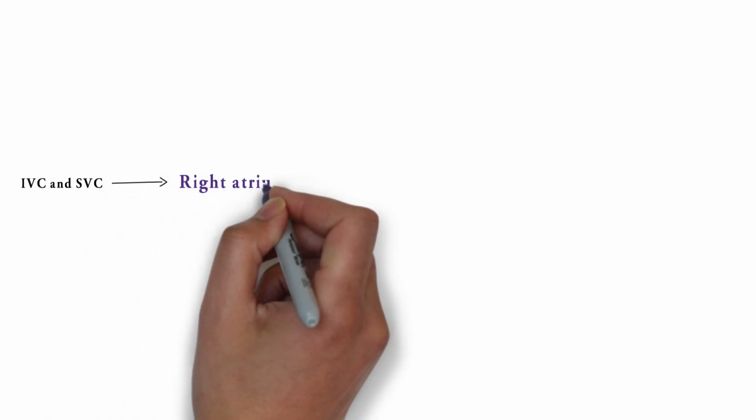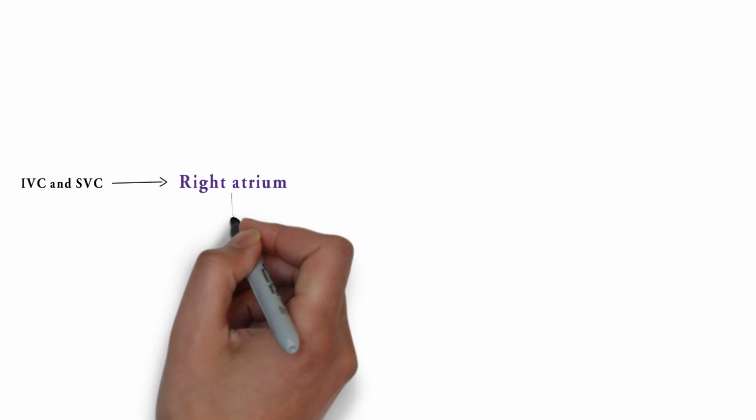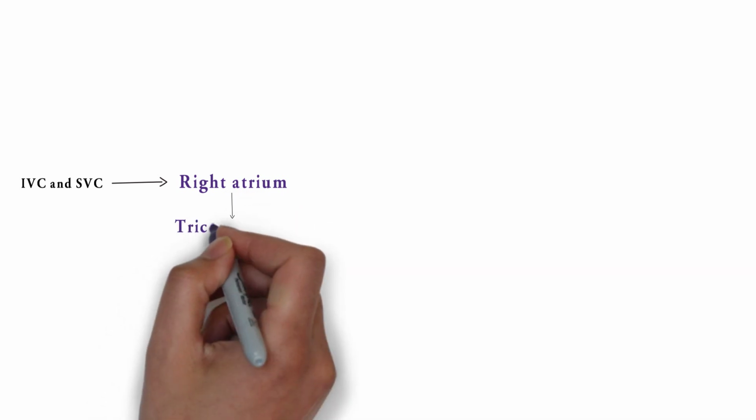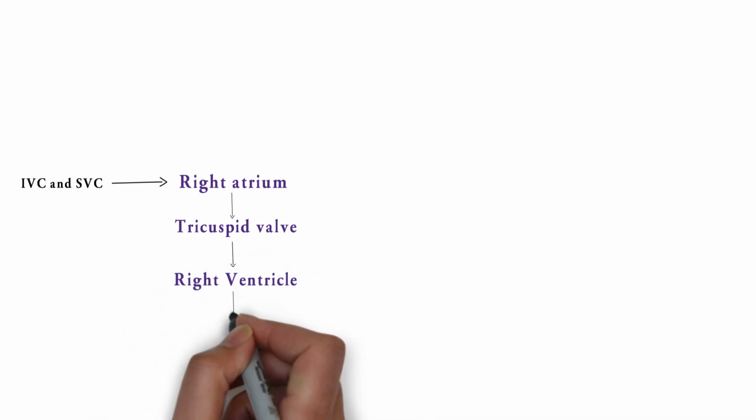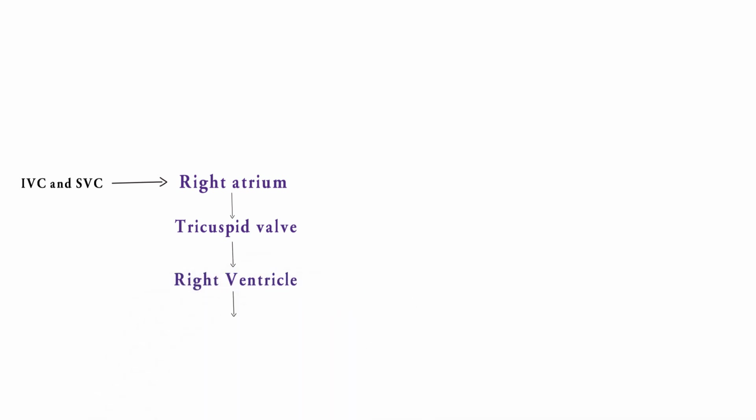Now the next thing to understand is how the blood flows. First, we will talk about the right side of the heart. Inferior and superior vena cava empty deoxygenated blood from the body into the right atrium. As the atrium contracts, blood flows from the right atrium through the open tricuspid valve into the right ventricle. And when the ventricle is full, the tricuspid valve shuts, preventing backflow of the blood.